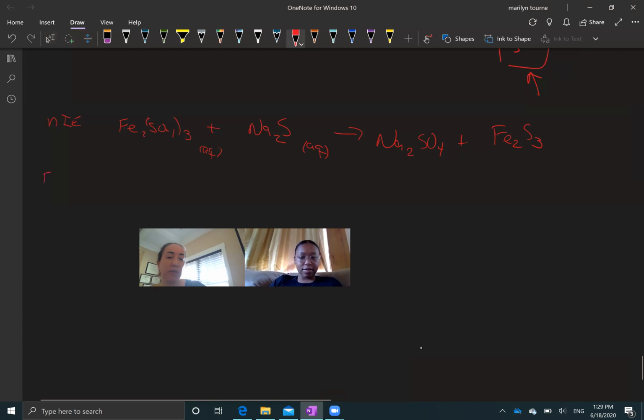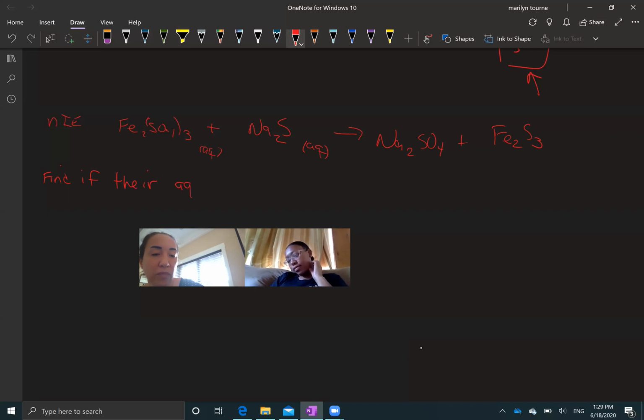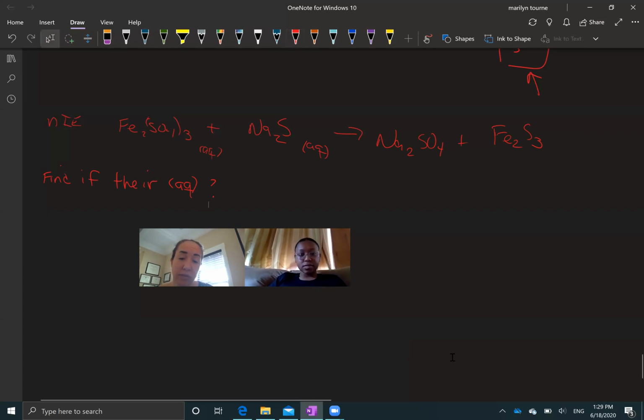Find if they're aqueous. Do you know how to find if they're aqueous? It already states that they're aqueous. It already states that they're aqueous? Yes. Okay, so everything in this equation is aqueous? No, except for Fe2S3. Okay, so do you know how to find if they didn't tell you?